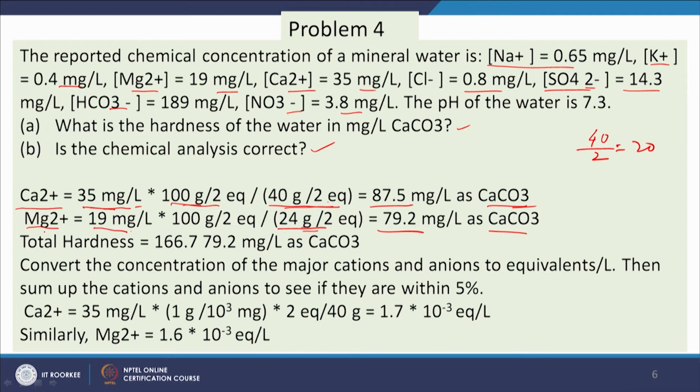And total hardness is calcium 2 plus and magnesium 2 plus. So, here we have 87.5 plus 79.2, that is equal to 166.7.